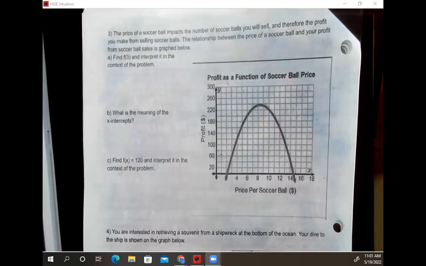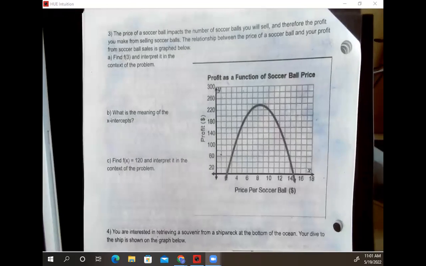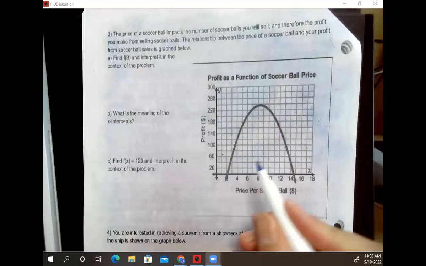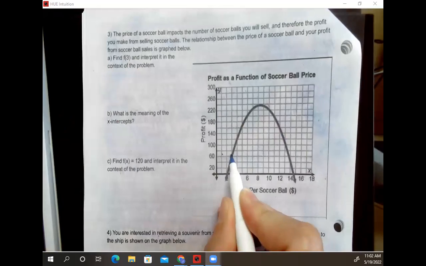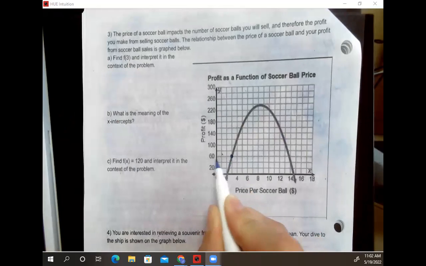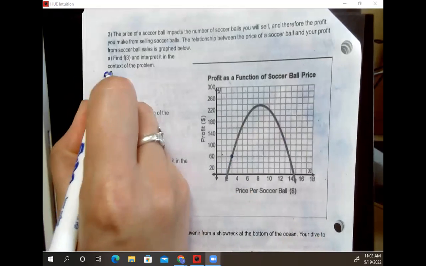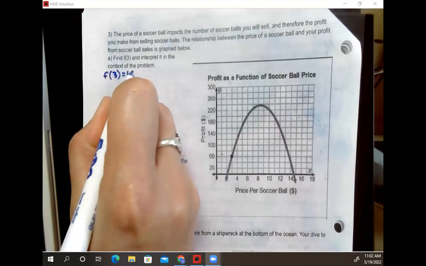Okay, let's take a look at number 3. Find and interpret f of 3 in the context of the problem. So this means our x value is 3. So we go to where x is 3 and follow that to our graph. So f of 3 is 60, since 60 is our y value at that point. F of 3 equals 60.